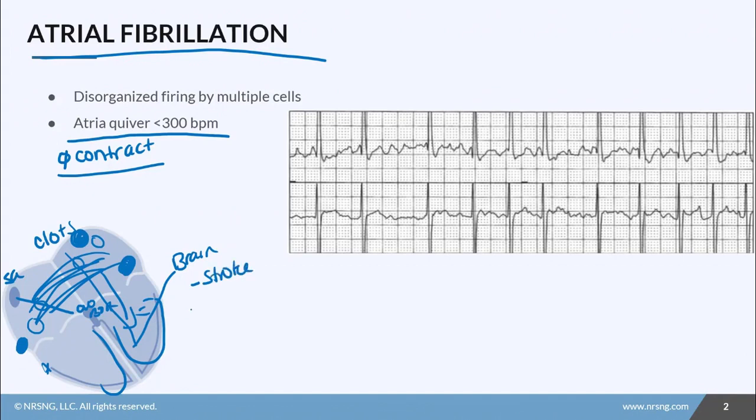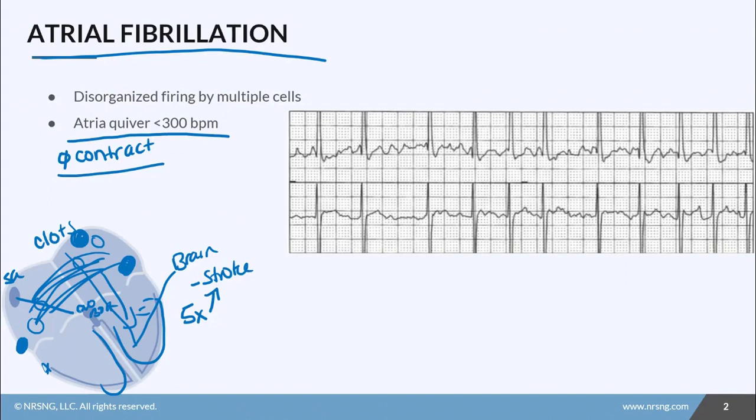People that are in AFib are 5 times more likely to have a stroke compared to somebody in a normal sinus rhythm. So this is why it is so important for us as nurses to identify the rhythm as soon as possible so we can take action right away. So let's go back to this.